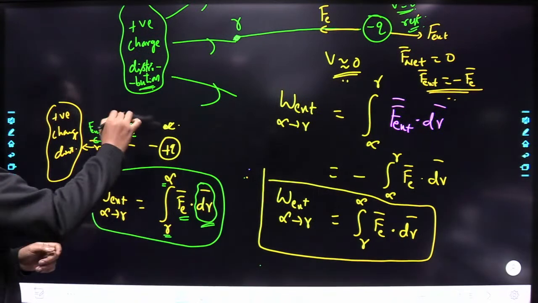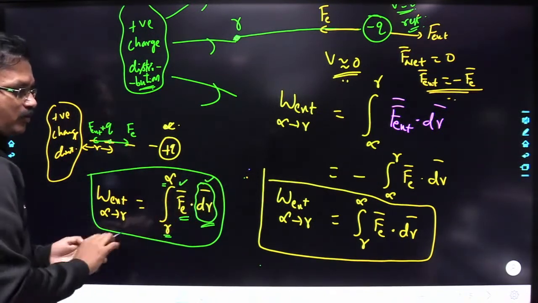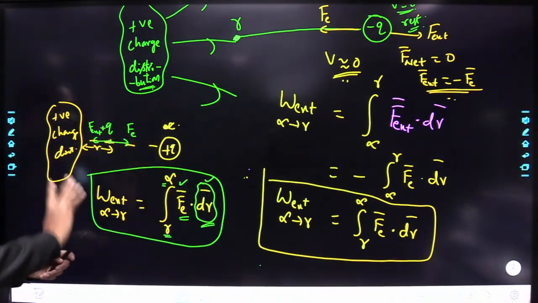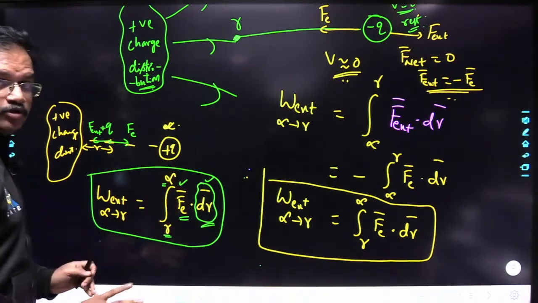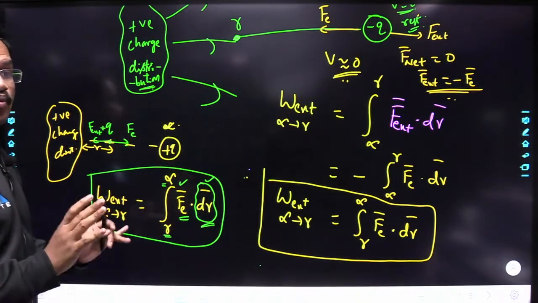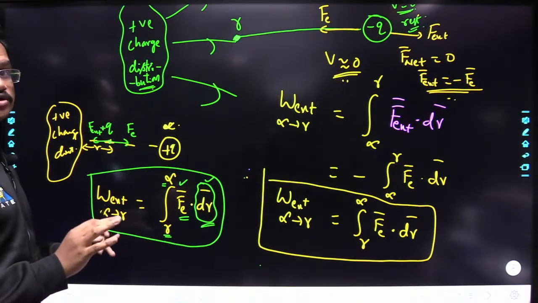Yes or no? So F electrical and dr bar both are pointing in the same direction, and hence if you solve this integration also, you are going to get what? You are going to get some positive value. You are going to get some positive value.